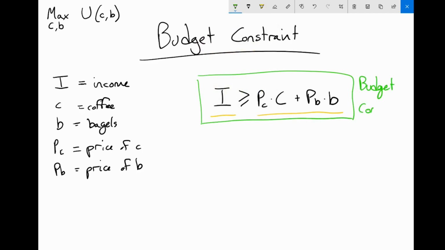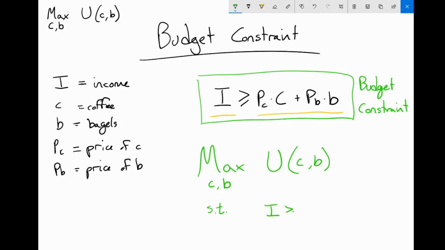So thinking ahead, right? If we wanted to maximize, that means we wanted to find the number of cups of coffee and the number of bagels that gives the agent the maximum amount of utility. We have to do that subject to a constraint. That is subject to the budget constraint. That is subject to the fact that income must be greater than or equal to the amount of money that I spend on coffee and bagels.